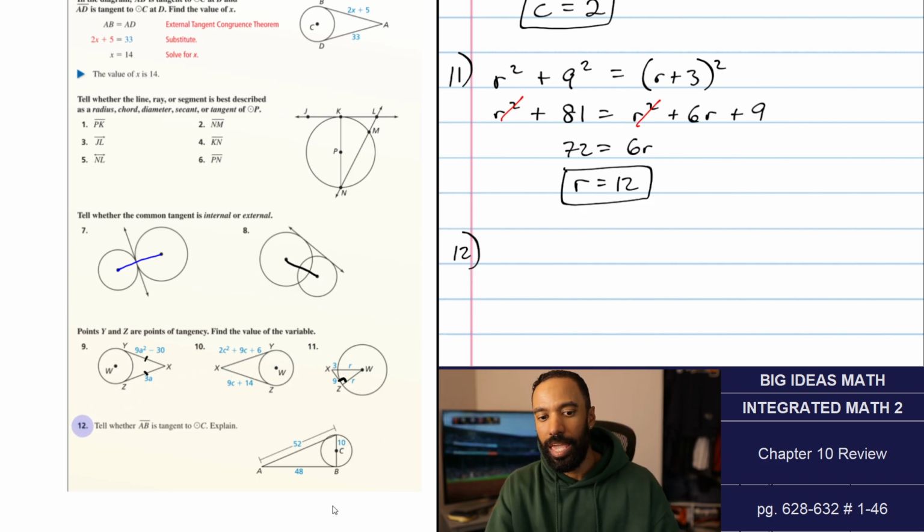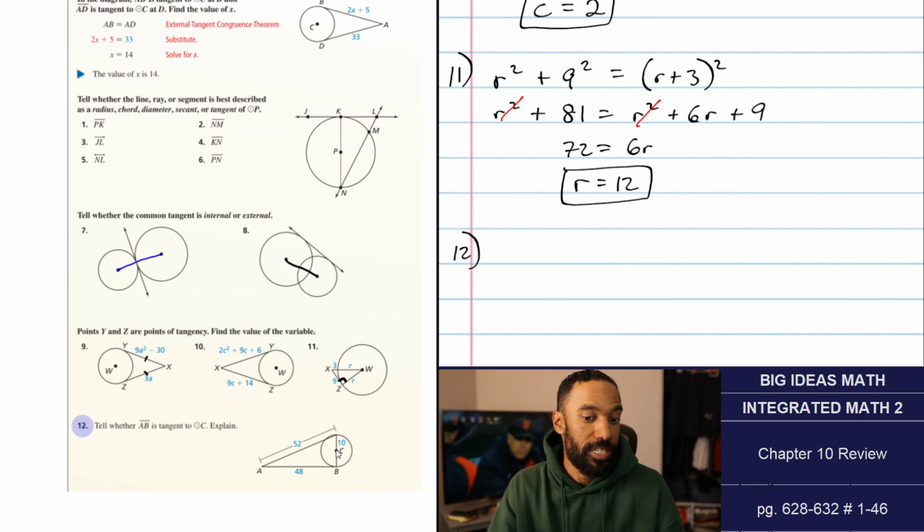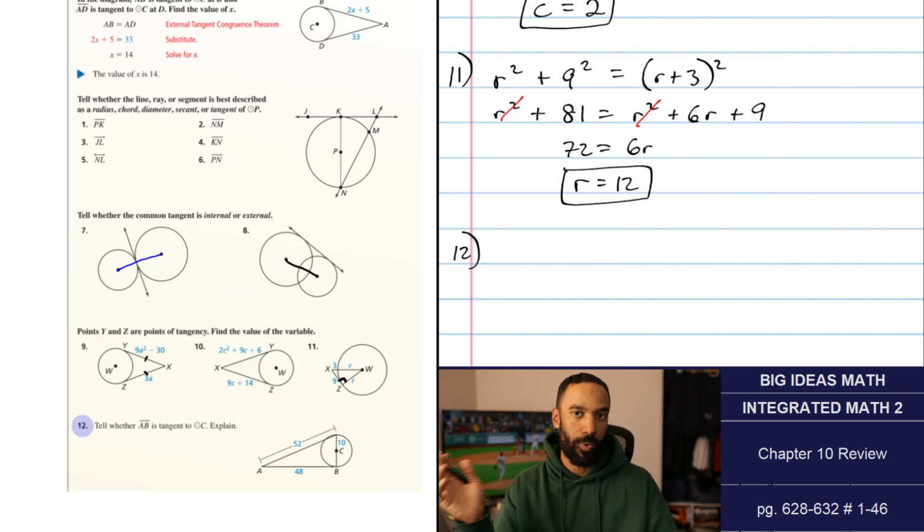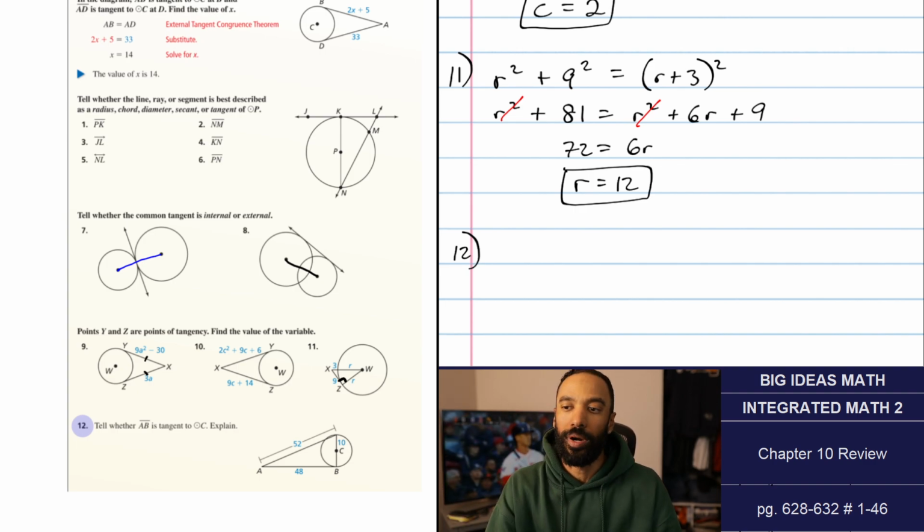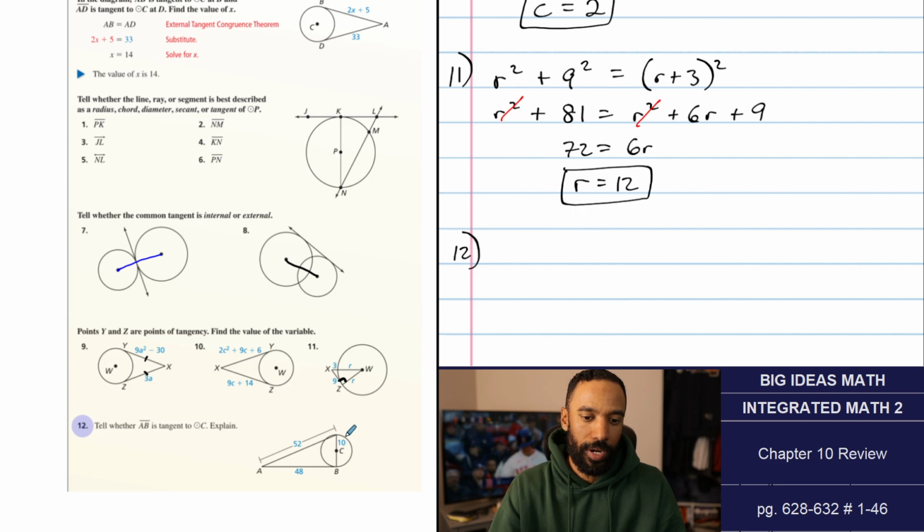Number 12, tell whether segment AB is tangent to C and explain. If it was tangent, then this diameter, which contains the radius, by the way, would make a right angle with this. In order to make a right angle with this, this would have to be a right triangle. And in order to be a right triangle, a squared plus b squared would have to equal c squared. So we're going to test that theory. These would ideally be the legs, and this would be the hypotenuse.